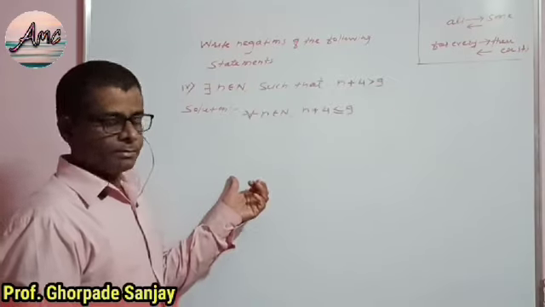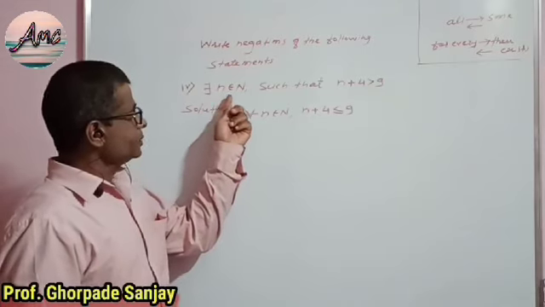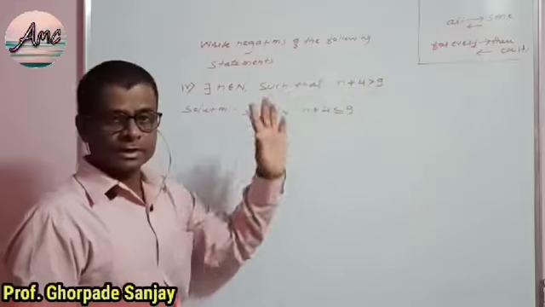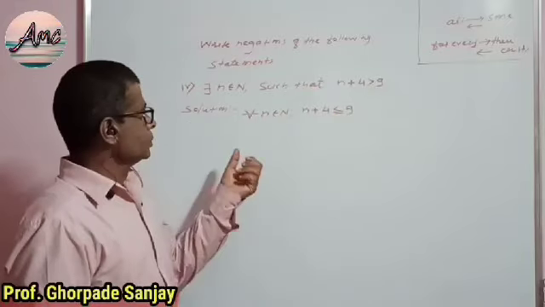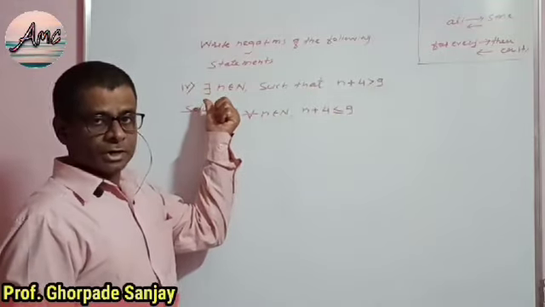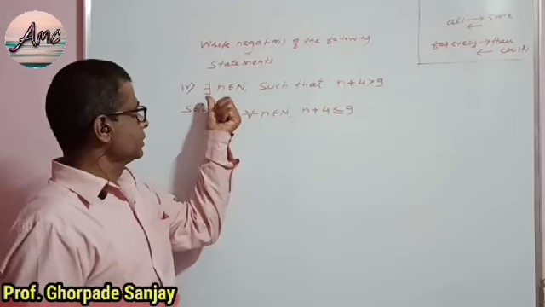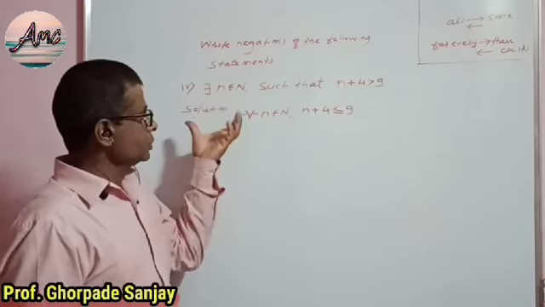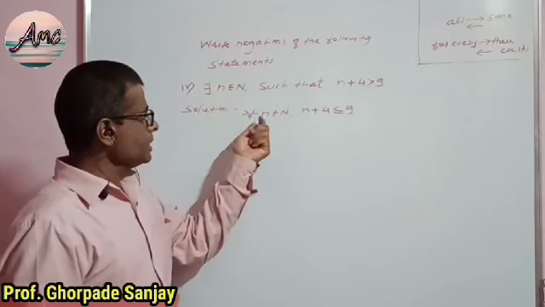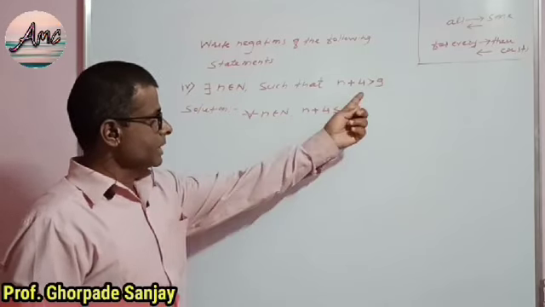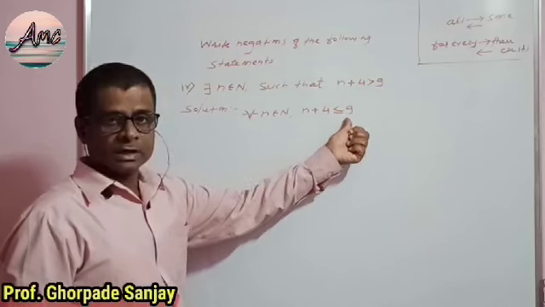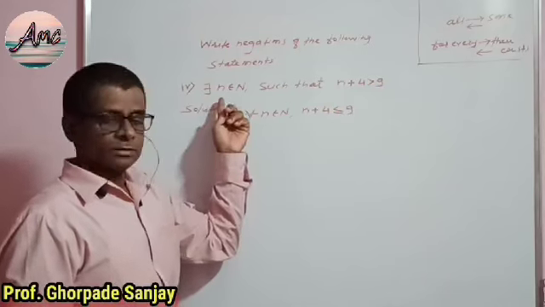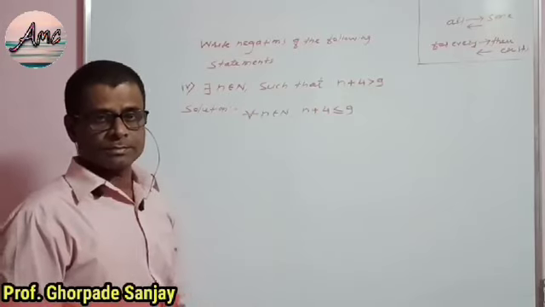Take the next example. There exists n belongs to N such that n plus 4 is greater than 9. So the existential quantifier is used, so 'there exists' is replaced by what? 'For all'. So the negation is: for all n belongs to N, n plus 4 is less than or equal to 9. So this is the negation of this quantified statement.